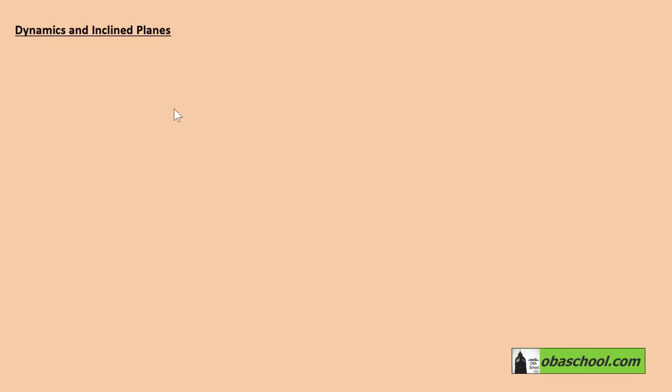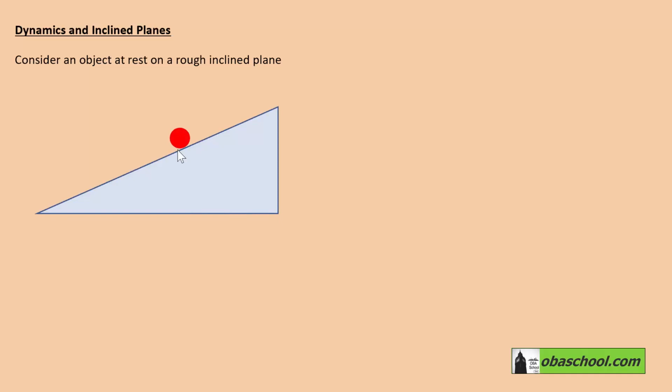Dynamics and inclined planes. Consider an object at rest on a rough inclined plane. So here's our object, here's the plane. The object has a weight, and of course that acts vertically downwards. Let's say the angle of the slope here is theta.